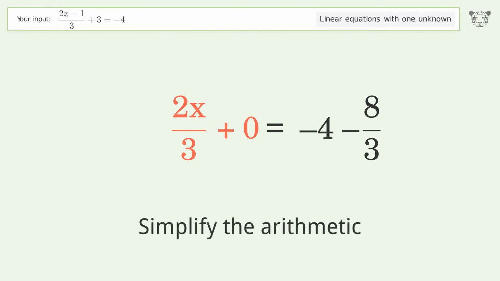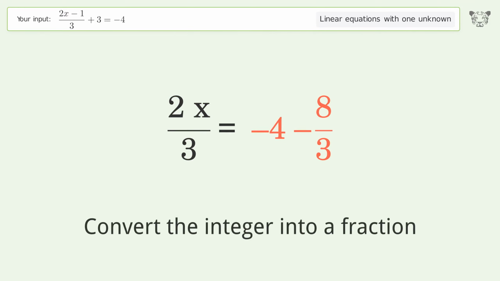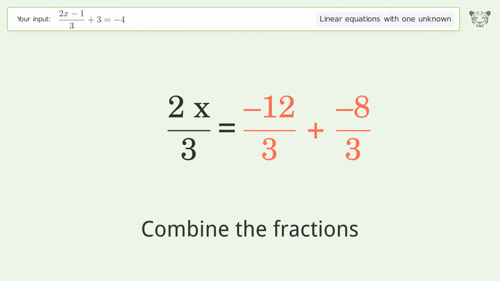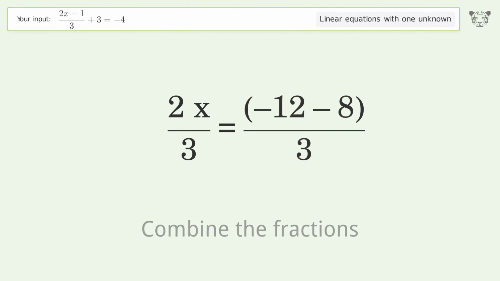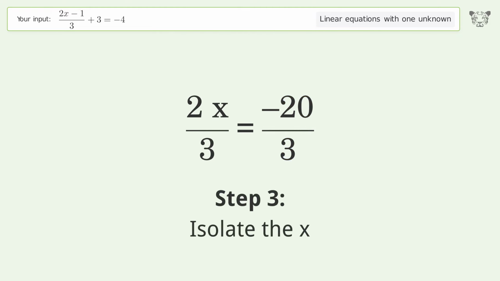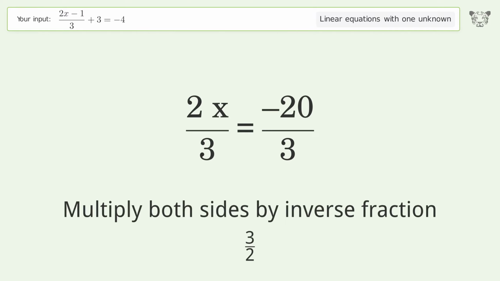Simplify the arithmetic. Convert the integer into a fraction. Combine the fractions. Combine the numerators. Isolate the x. Multiply both sides by inverse fraction 3/2.